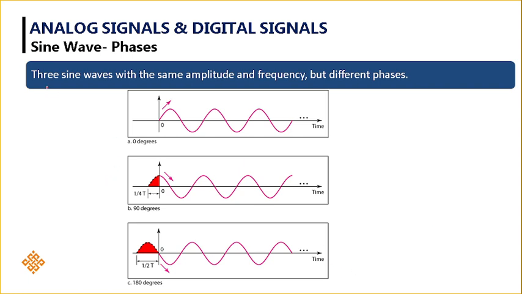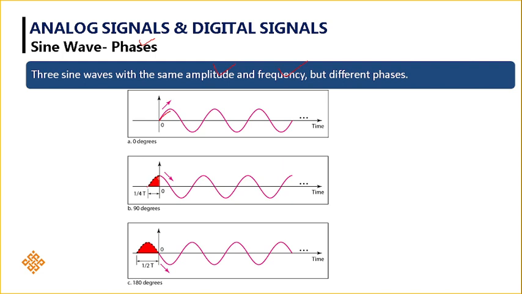So here you can see I am representing all the 3 parameters. There are 3 sine waves with the same amplitude and frequency, but different phases. So I am talking about phase now. As I already told you, phase is nothing but the angle that the signal is moving. Here you can see it is moving at 0 degree.